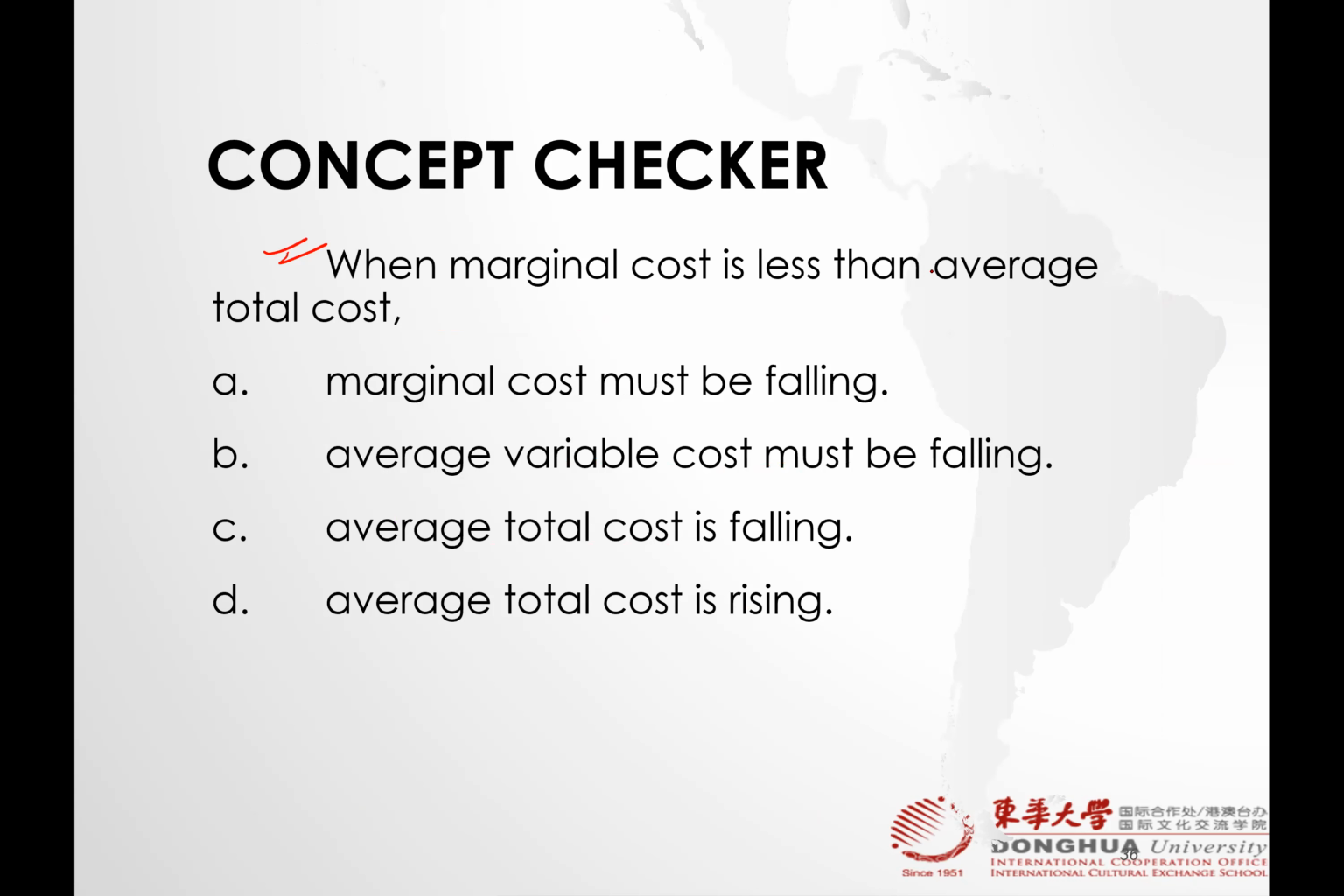B, average variable cost must be falling. So if you don't understand that, then just make an equation as well, or inequality as well. When marginal cost is less than average total cost, what must be the case? Oh, sorry. It's the average total cost falling. Right? Answer is C, not A.